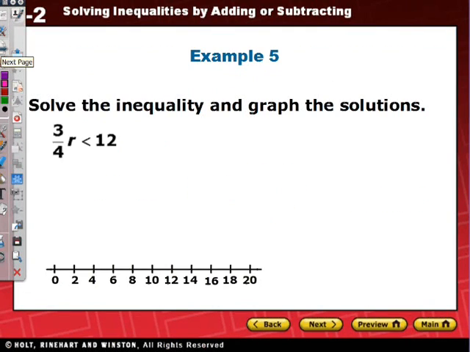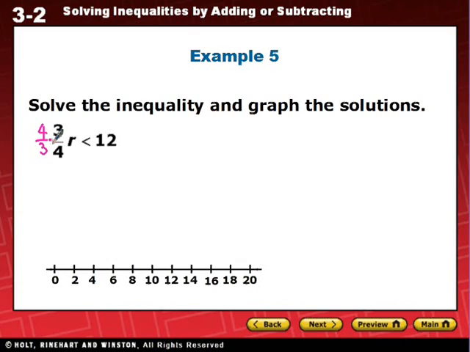How about this one? Ooh, a fraction attached to our variable. Anytime we want to get rid of a fraction attached to the variable, we are going to, you should be filling in the blank right now, multiply by the reciprocal. So we're going to multiply both sides by 4/3. Yes, write it down. I can hear you asking.